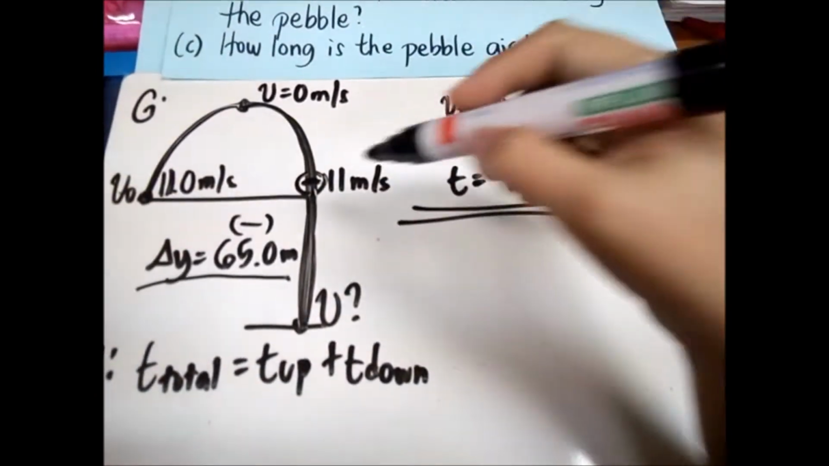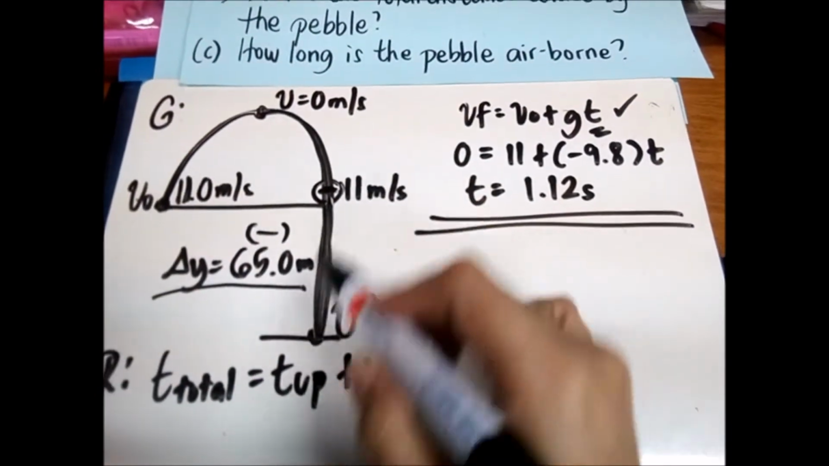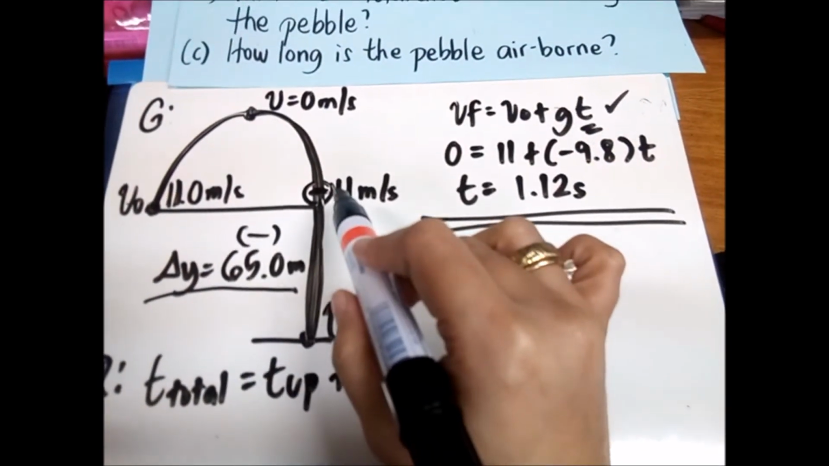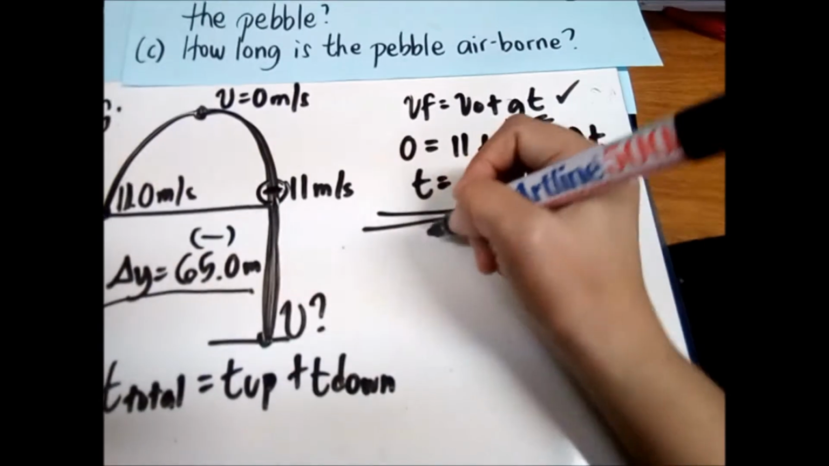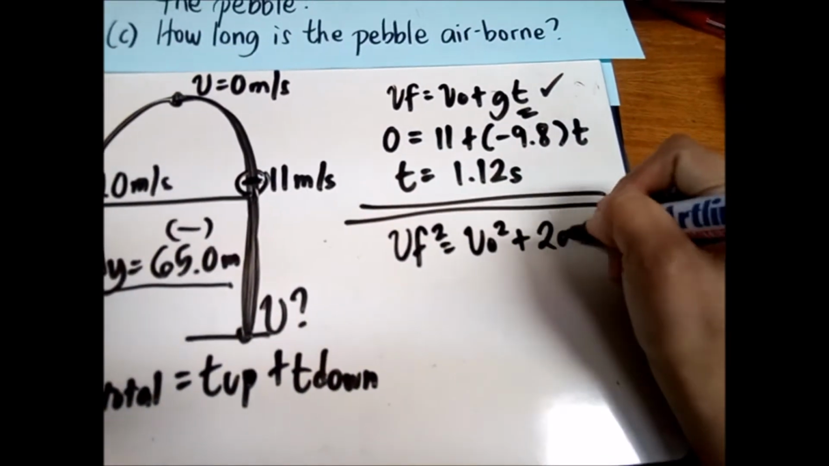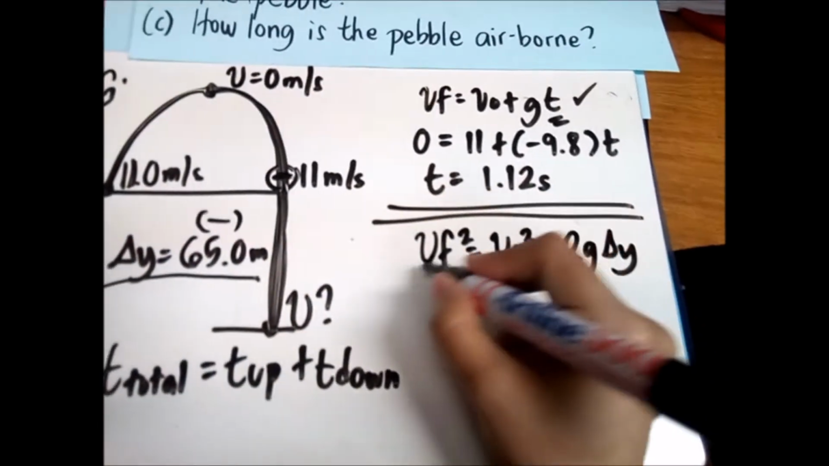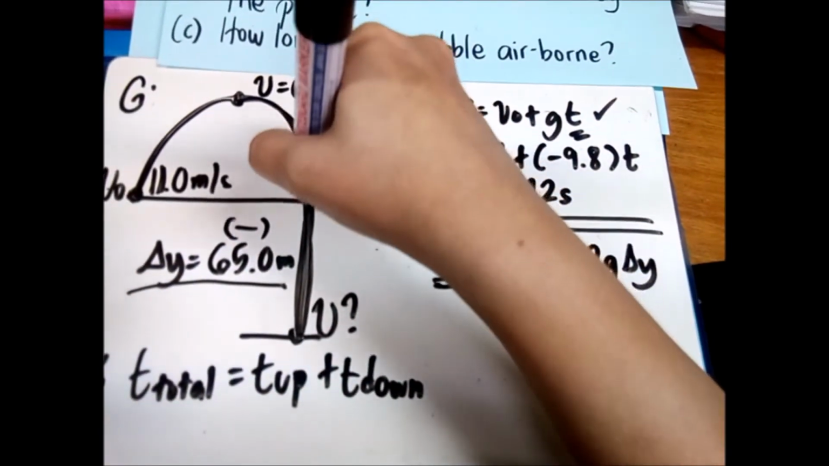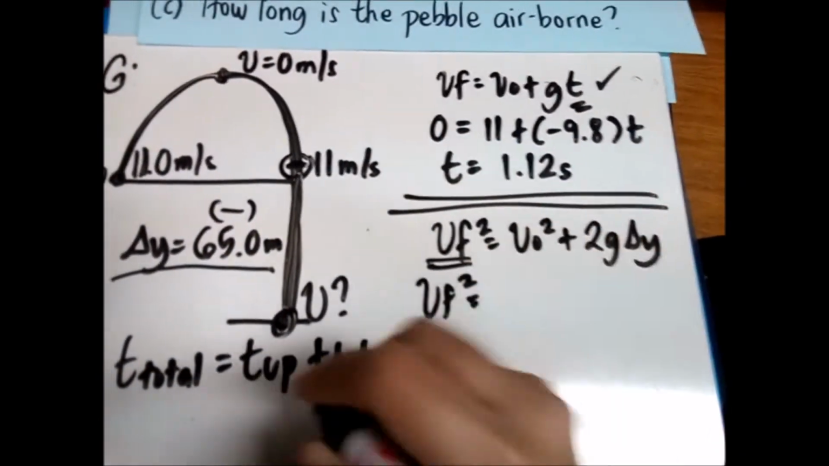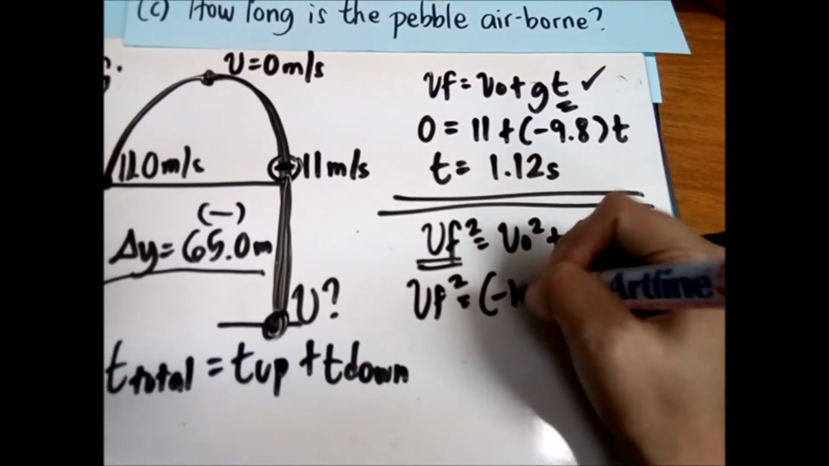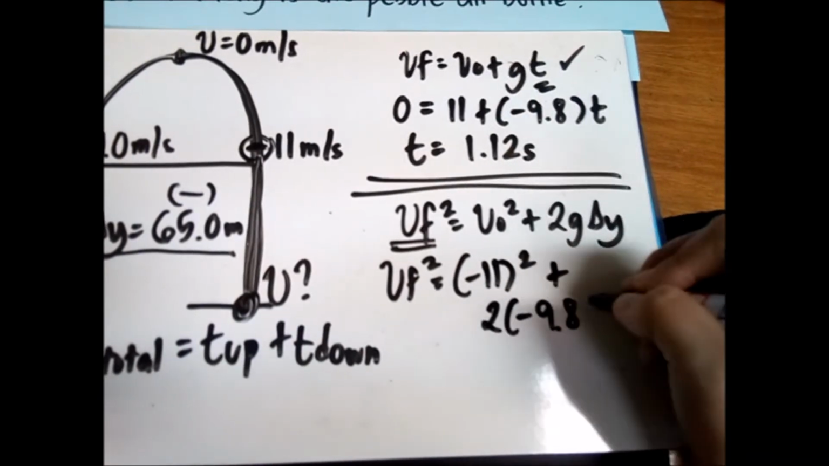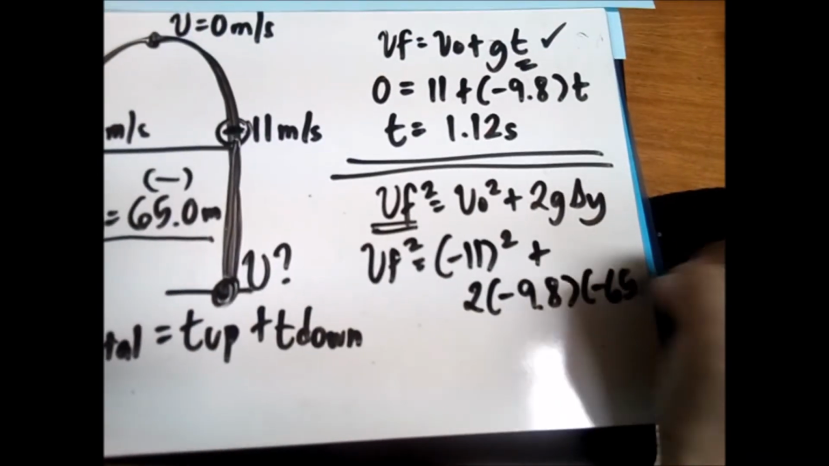Again, we can compute for final velocity because we are given delta y, which is negative 65 meters, and initial velocity of negative 11. So using this equation, Vf squared equals V initial squared plus 2g delta y, we can compute for V final. So this time, the object is going down. So our V final is here. So V final squared is what we're looking for. V initial is negative 11 squared plus 2 times negative 9.8 times negative 65.